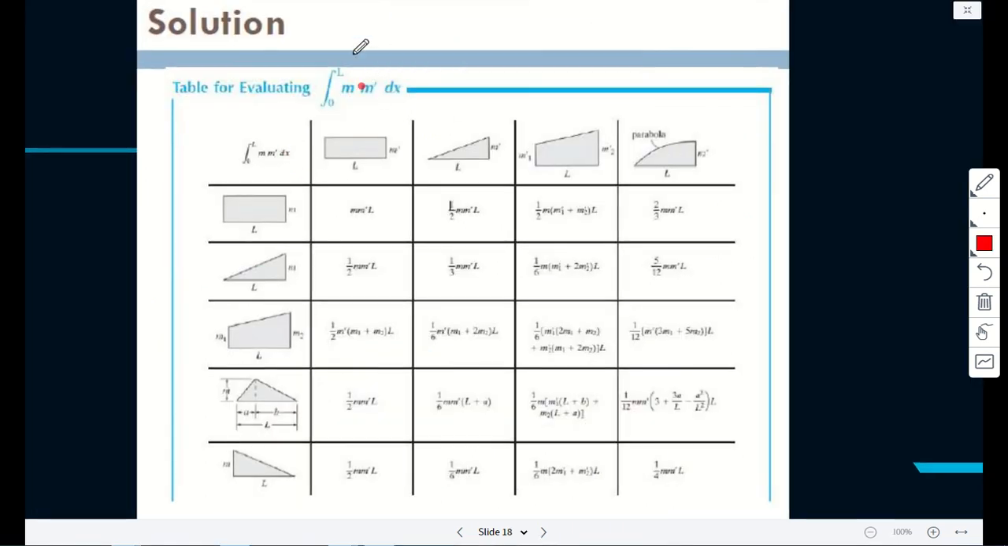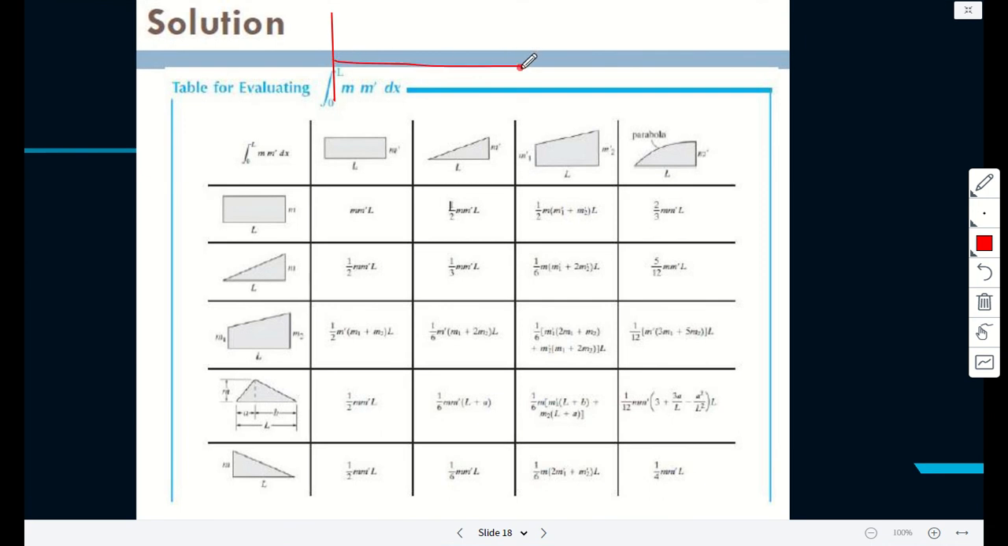In our case, this is what we were doing, and then the x, and then we are saying M over EI. So we are integrating this because we said m equals M. We're integrating a triangle by a triangle. So a third m times m prime times L.